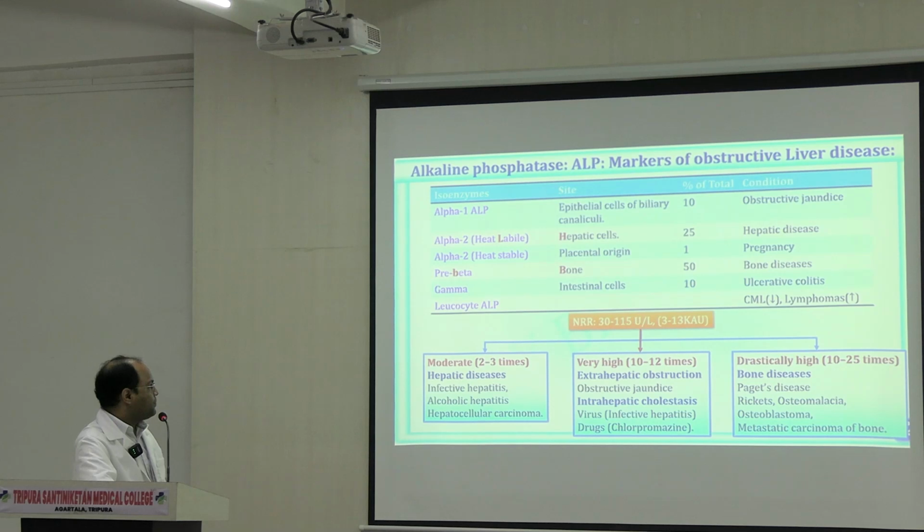Next is the gamma part, secreted from intestinal cells, approximately 10% is present. In conditions like IBD, like ulcerative colitis, the level may increase. Alkaline phosphatase is a non-specific marker, but it is still used, so you have to learn it, you have to know it. Next is leukocyte alkaline phosphatase. Its level decreases in chronic myeloid leukemia, but increases in lymphoma.